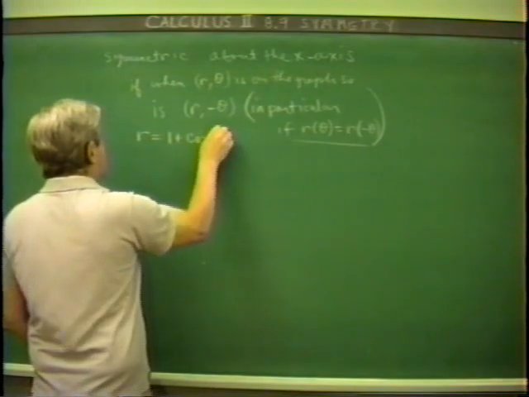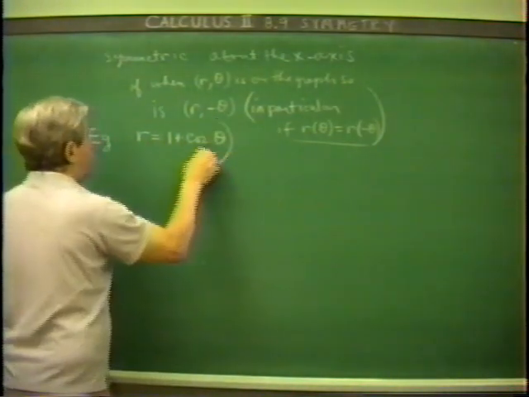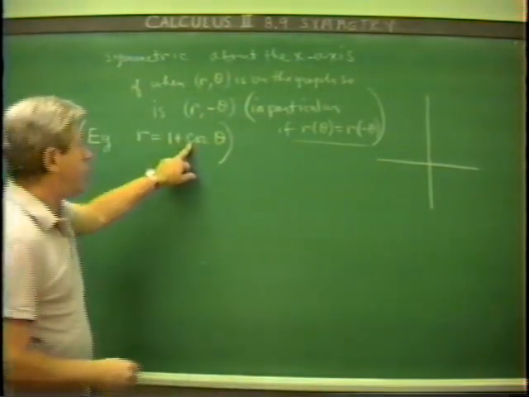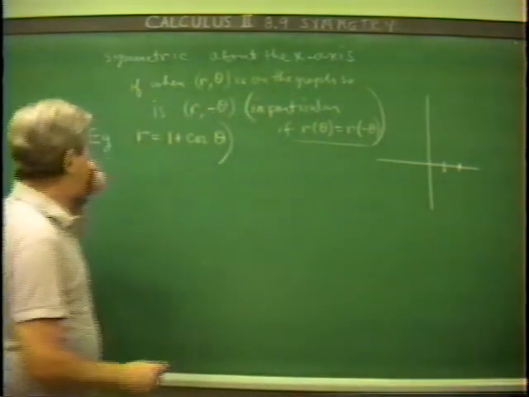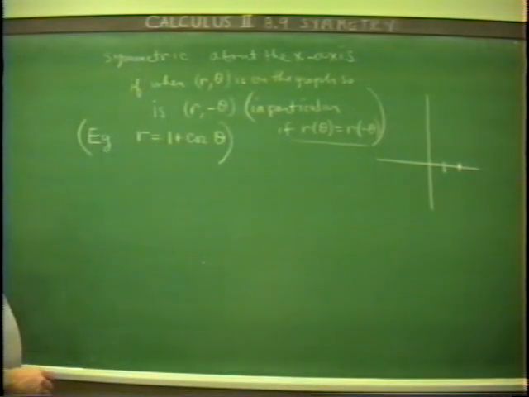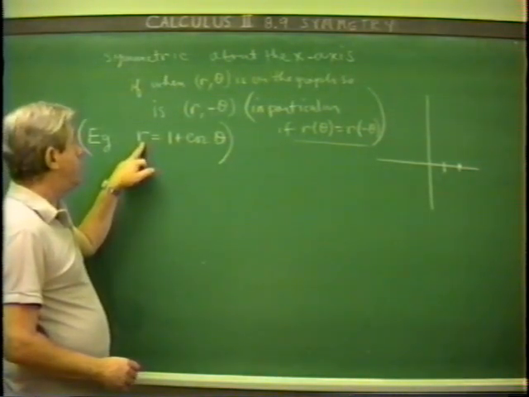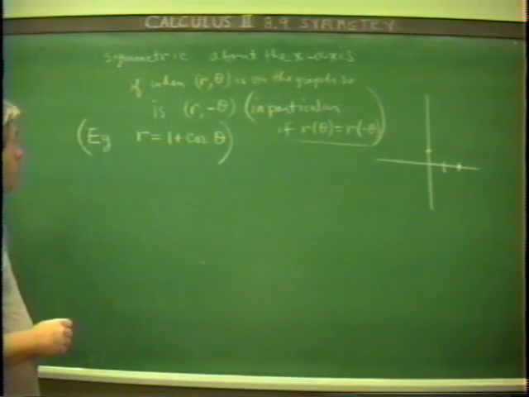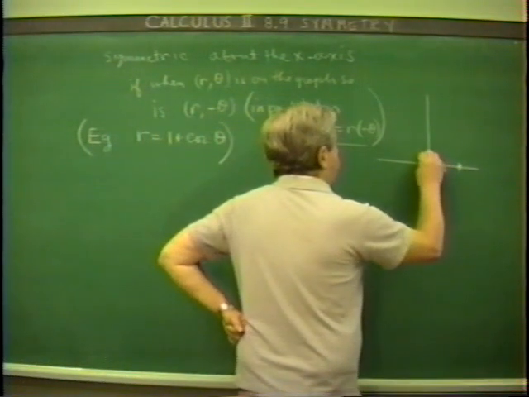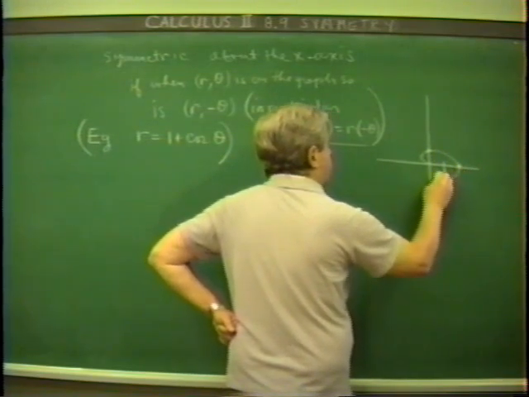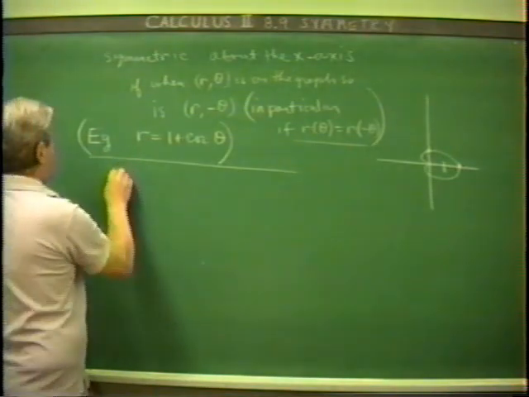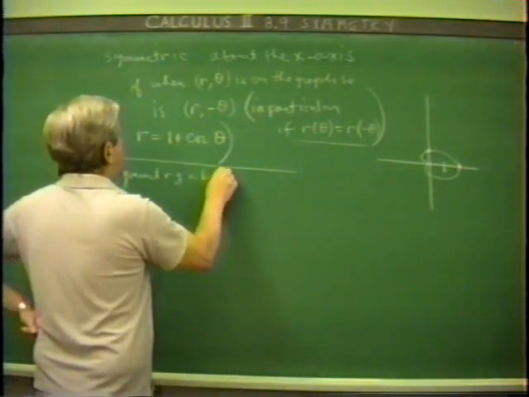An example where this happens is really easy to observe. Let's say r equals 1 plus cosine theta. The graph of this is going to be what? When theta is equal to 0, r is 2. When theta is equal to pi over 2, that's going to be a 1. When theta is equal to pi, this is going to be a 0. Now, since cosine theta is the same as cosine minus theta, the graph of this is going to look like so. We've drawn this before. This is a cardioid, or it's an example of a cardioid. So there's an example of symmetry about the x-axis. You also have symmetry about the y-axis.